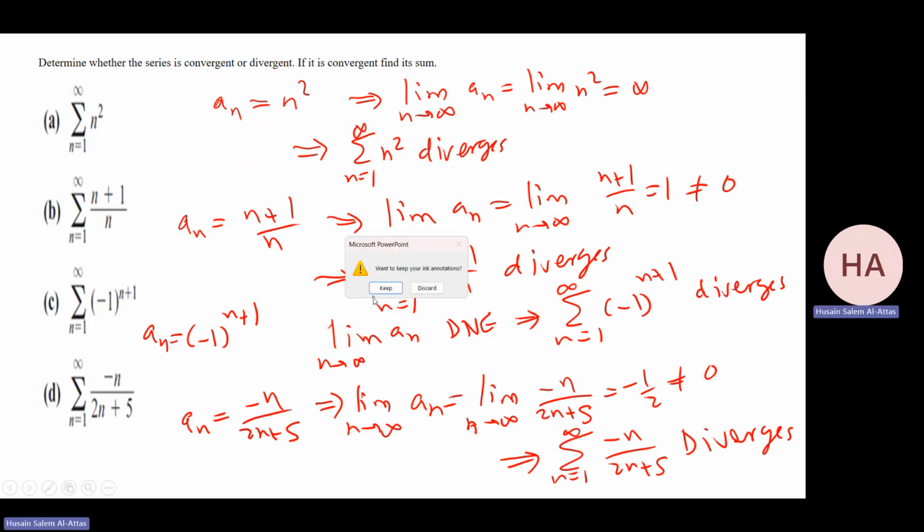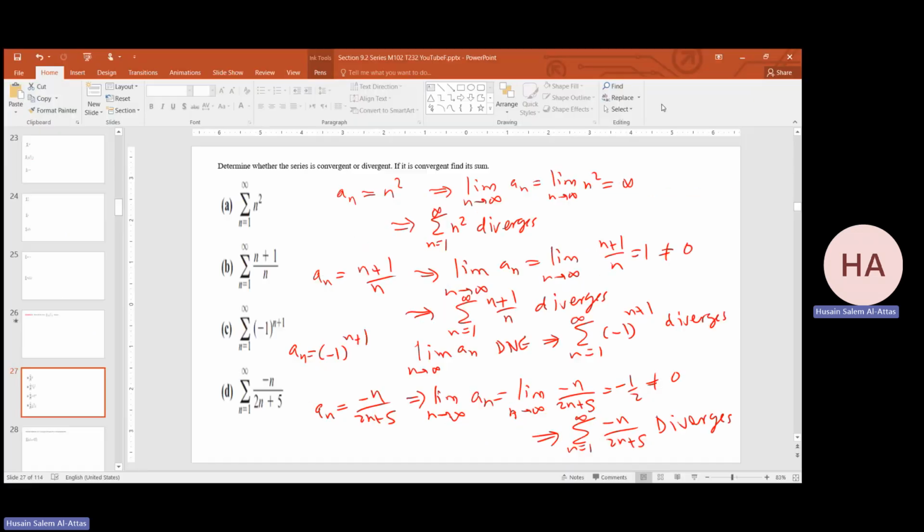Then I'll do more examples in the next videos. Okay, let me stop here. We did more examples on telescoping, on geometric, and on the nth term test for divergence. So let me stop the recording.